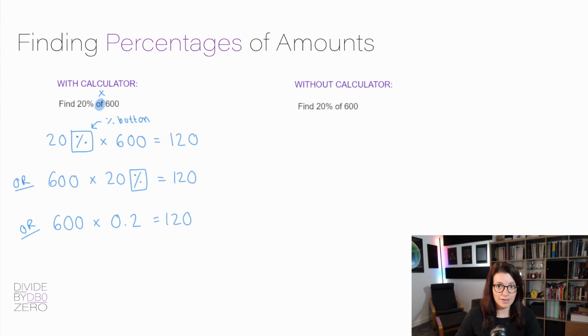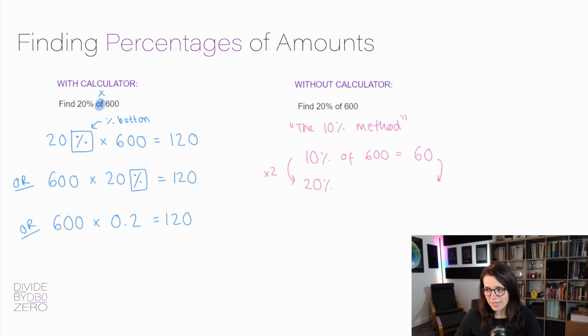If you don't have a calculator with you, so if you're in the non-calculator paper, then my preferred method of finding a percentage of an amount is using the 10% method. So what you do here is you first find 10% of 600, and to do that, you just divide 600 by 10, so that would be 60. And then you think about how to get to 20%. If we think about it, 10% times 2 equals 20%. So all we need to do is times that 60 by 2 as well, and that will give us 120. So just to recap on that 10%, I found that by dividing 600 by 10.